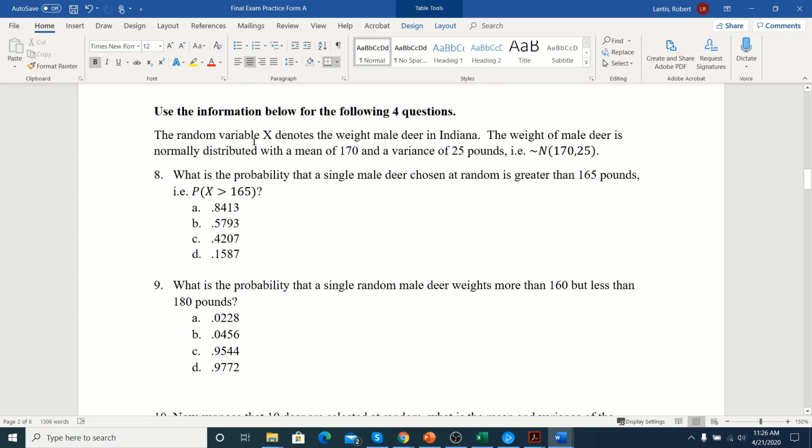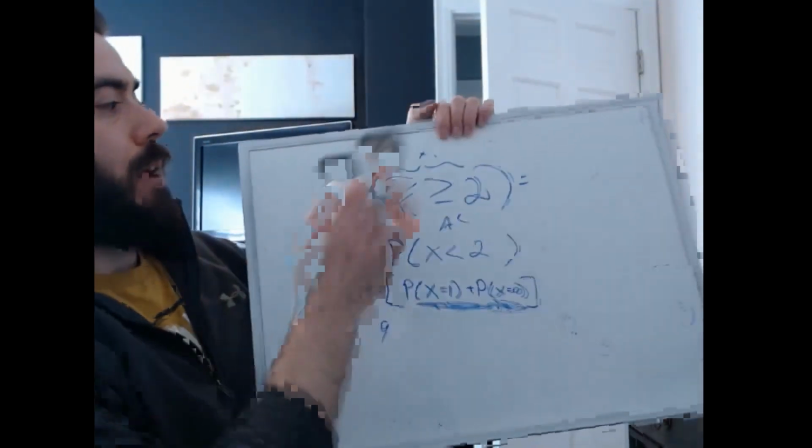So let's say I have this random variable x, and it denotes the weight of a male deer in Indiana. So I know the variance and I know the mean. What's the probability that a single male deer chosen at random is greater than 165 pounds? Okay. So, got the information given to me.